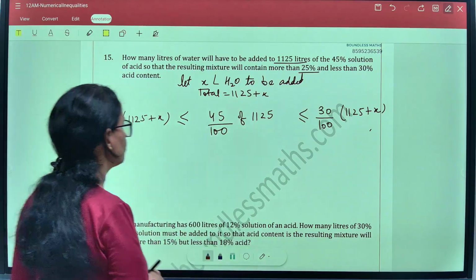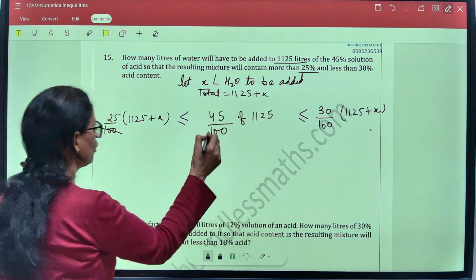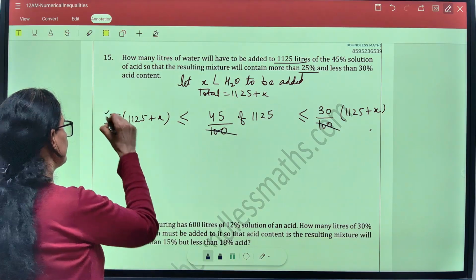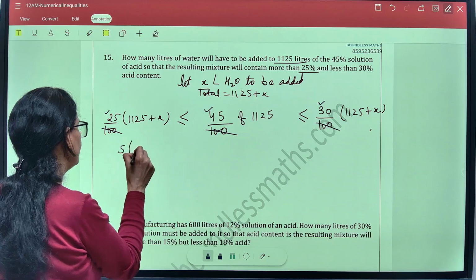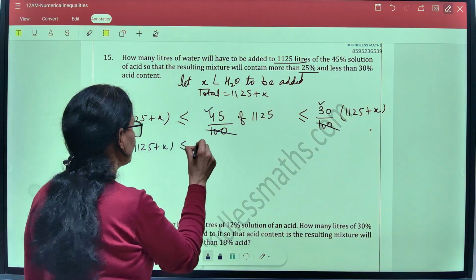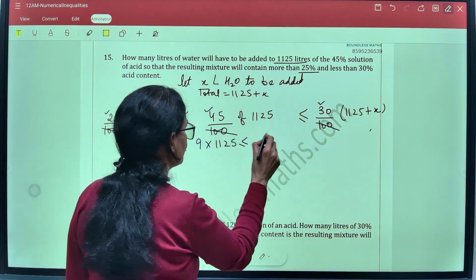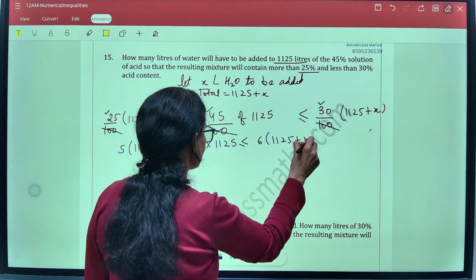Now here understand how to make it faster. If you cancel 100 from all these, you can cancel like this. If you look at the numerators, all are multiples of 5. So you can cancel them by 5 also. So you get 5 into 1125 plus x less than or equal to 5 9s is 45, 9 into 1125, and this is less than or equal to 5 6s is 30, 1125 plus x.